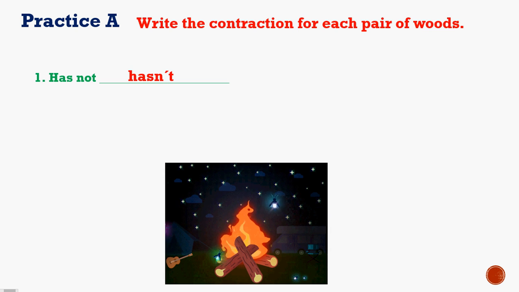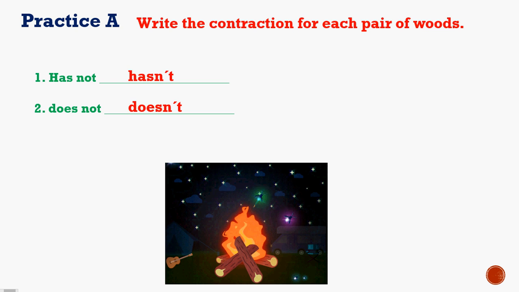Number 2, does not. We have to put the word does, then the letter N. Okay? Then we put the little comma in the air, and then we put T. And the word is doesn't. Repeat with me. Doesn't.